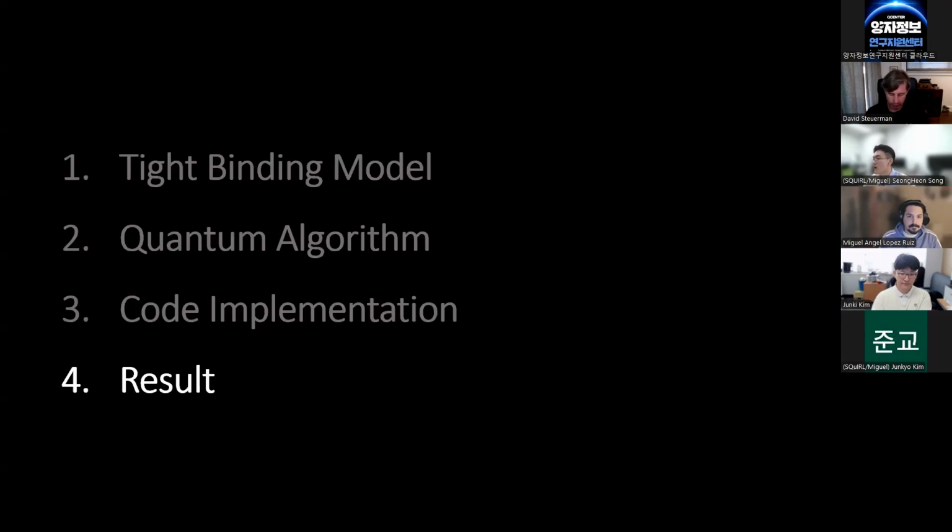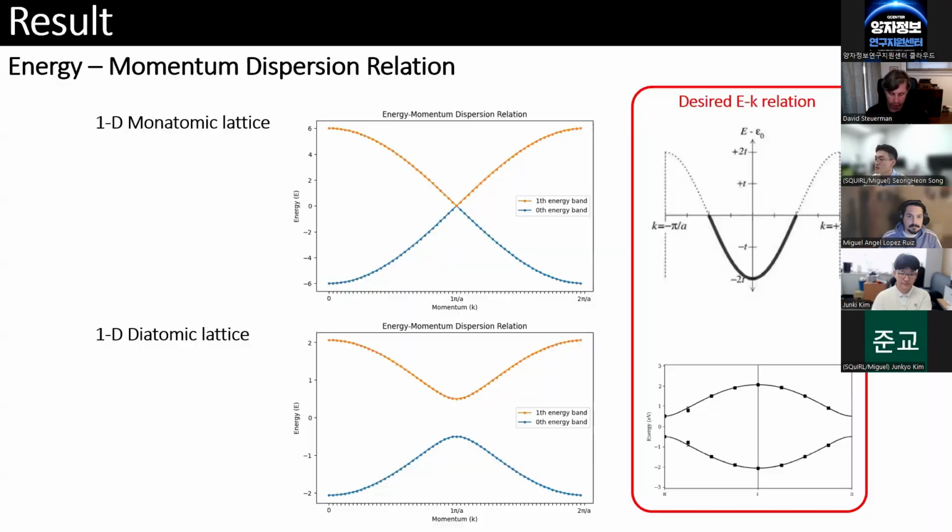From now on, I'll show you the final result. These are our E-K relations for 1D monatomic and diatomic lattice structures, with the magnitude of the K vector from 0 to 2 pi over the lattice constant. All the simulation results on the left side perfectly fit the desired result.